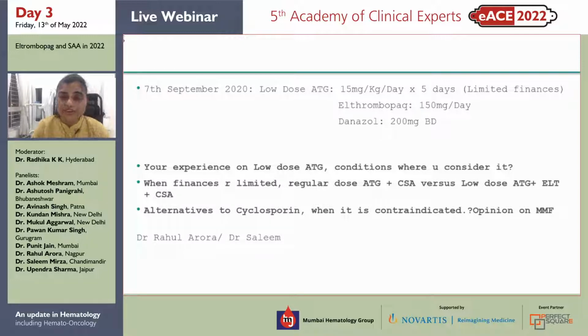If we have a patient with enough finances to give either a full dose ATG plus cyclosporine or a low dose ATG plus eltrombopag plus cyclosporine, what is your preferred option? The finances are just sufficient only for one kind of therapy. So what would you choose if you had these two options and you got to choose one? Dr. Salim or Dr. Rahul Arora, anyone?